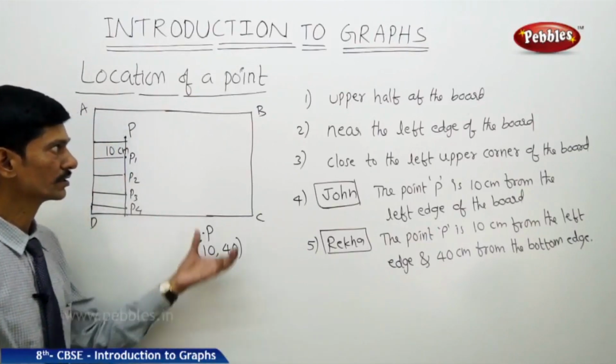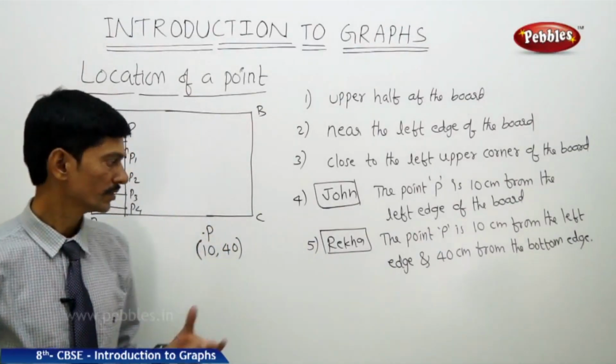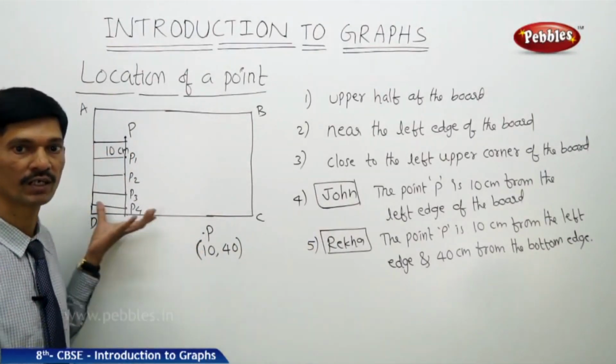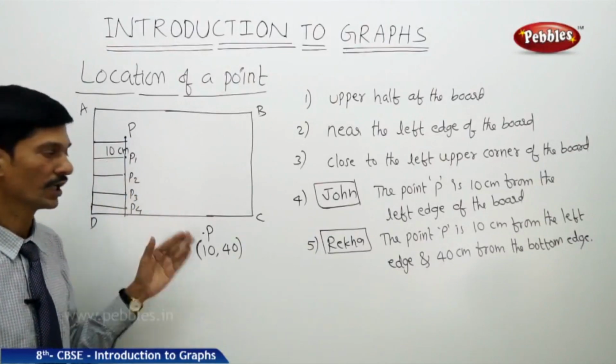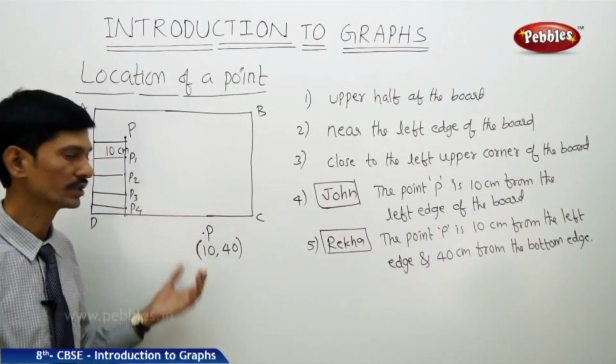Now the teacher explained that we can locate a point in the plane by taking the distance of the point from the left edge, means from the vertical line, and by taking the distance from the bottom edge, from the horizontal line.